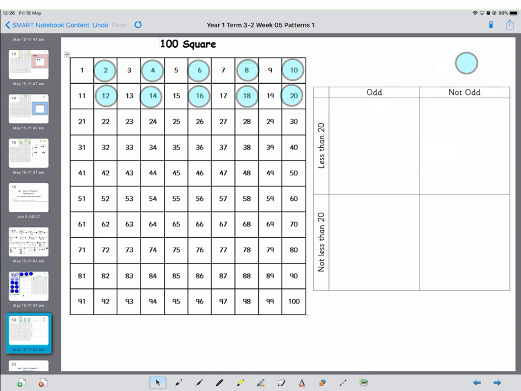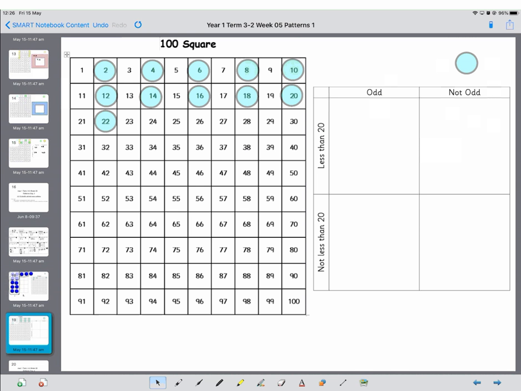So can you predict what the next even number is going to be? Tell your grown-ups and see if you're right. There it is, 22. I bet you got that.